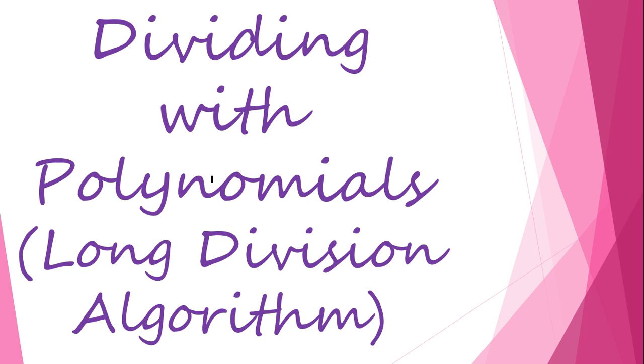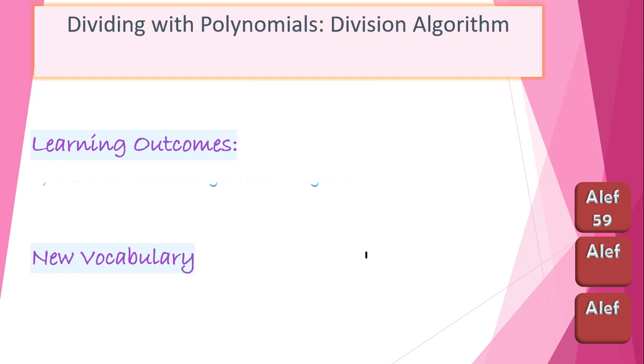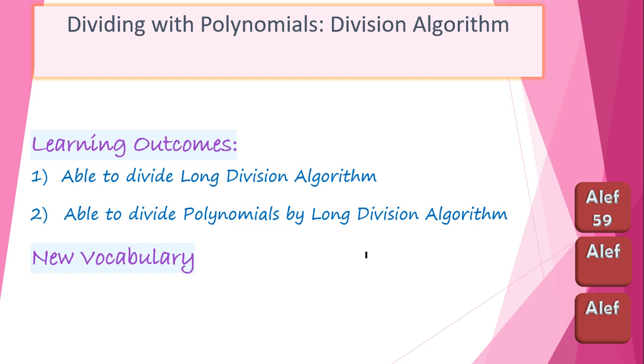Today's topic is dividing with polynomials using the long division algorithm. So let's get started. Our outcomes are to be able to divide using long division, and secondly, to be able to divide a polynomial by long division. Our new vocabulary today is monomial and polynomial.